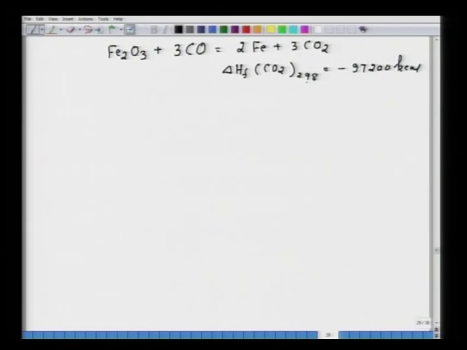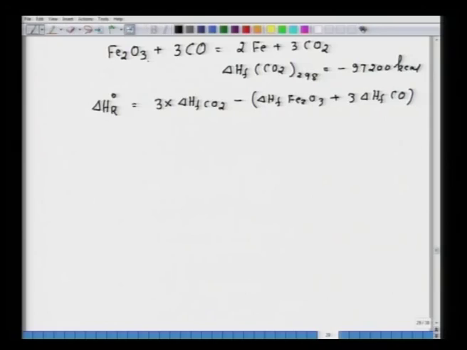Now, if I forget somewhere to write 298, I mean tabulated values, they are always at 298 Kelvin. So, there should be no confusion. So, now I can calculate delta H naught R for this reaction. Delta H naught normally refers at 298 Kelvin. So, that will be equal to 3 into delta H F CO2 minus delta H F Fe2O3 plus 3 into delta H F CO.